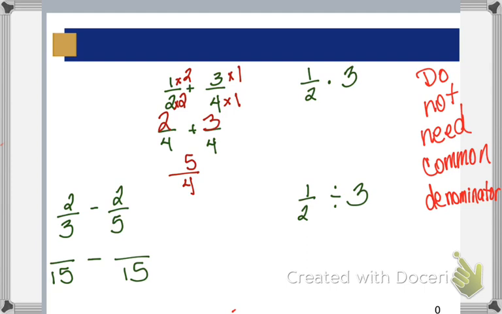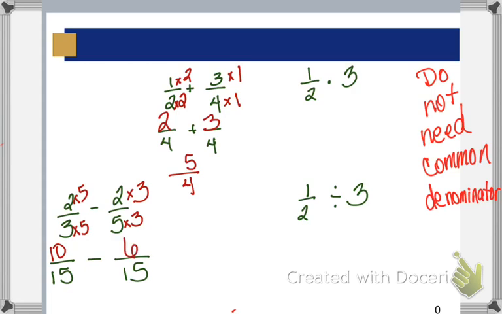Okay, 3 goes into 15. How many times? 5. So I'm saying 3 times 5 is 15. What's 2 times 5? 10. Good. So we have 10/15. Those are equivalent fractions. 5 goes into 15. How many times? 3. So then I multiply the 3.